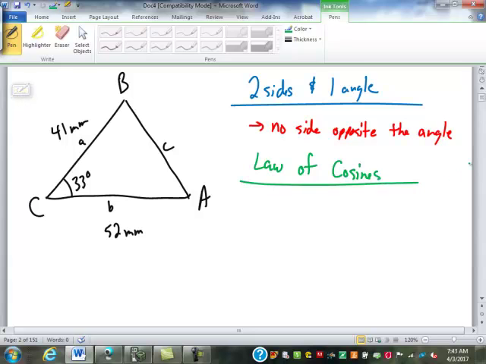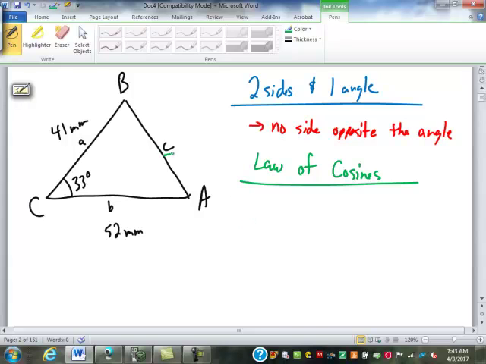The law of cosines is actually part of the Pythagorean theorem. It's sometimes called the generalized Pythagorean theorem, because if the angle that we're given is a right angle, 90 degrees, this becomes the Pythagorean theorem. And I'll show you what I mean.